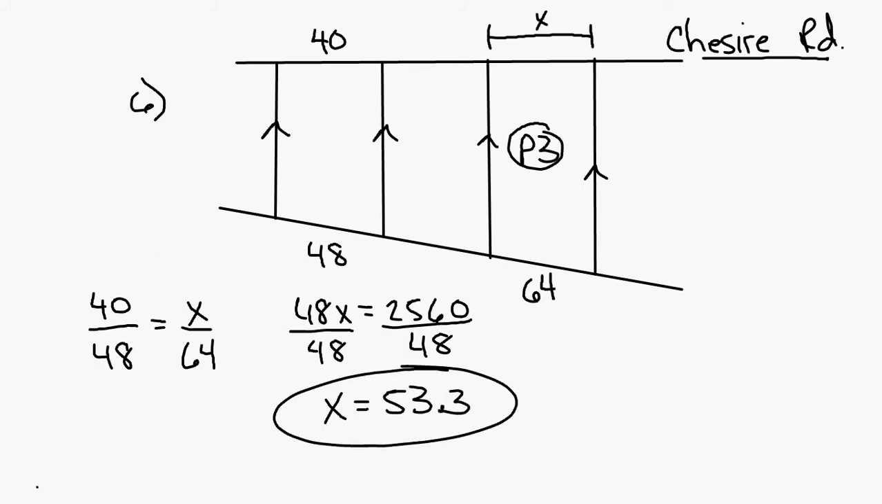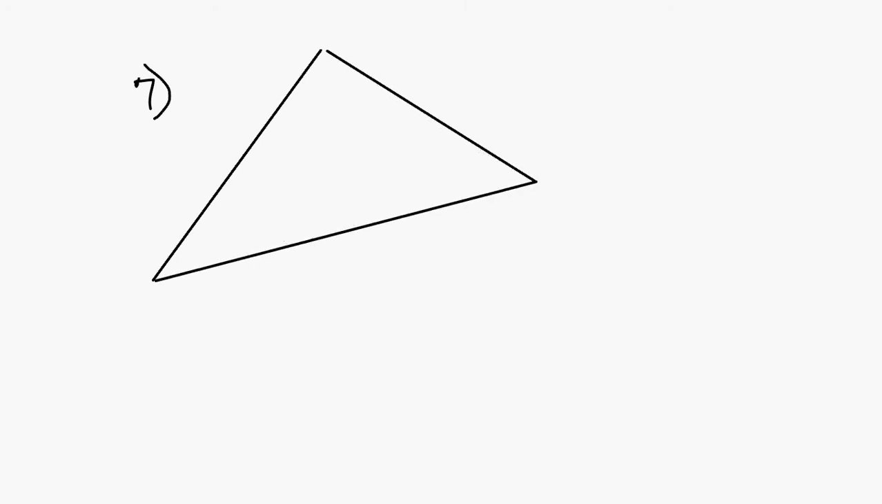Number 7. You've got a triangle with an angle bisector. This side right here is x and a 5.3, and then a 6.7, and it pairs with a 19.7. Find the value of x to the nearest tenth.